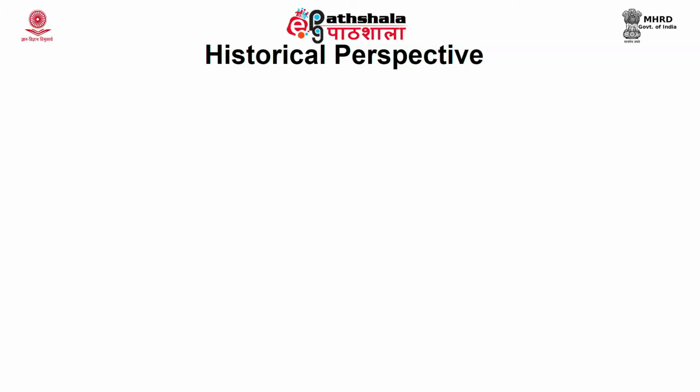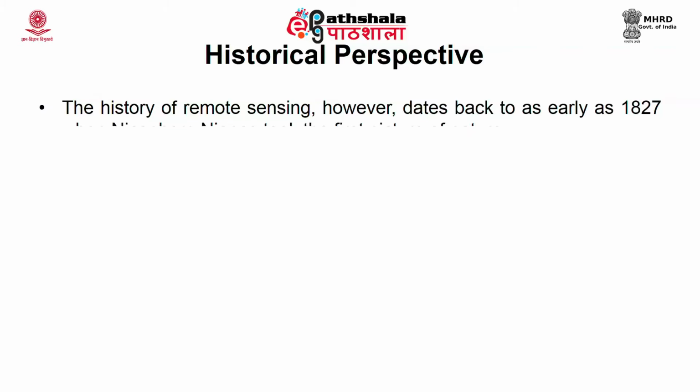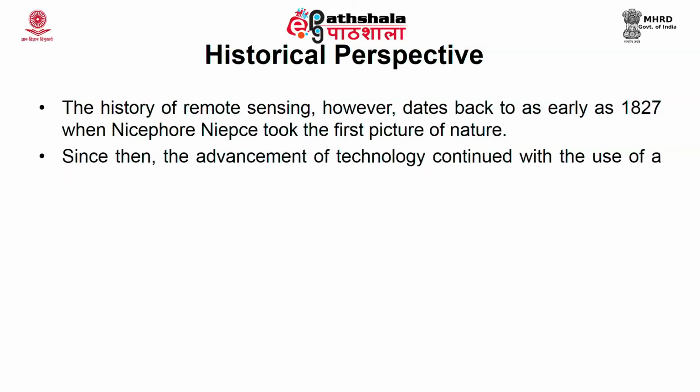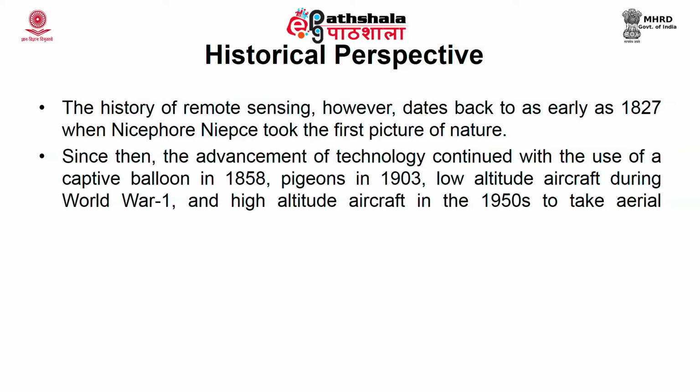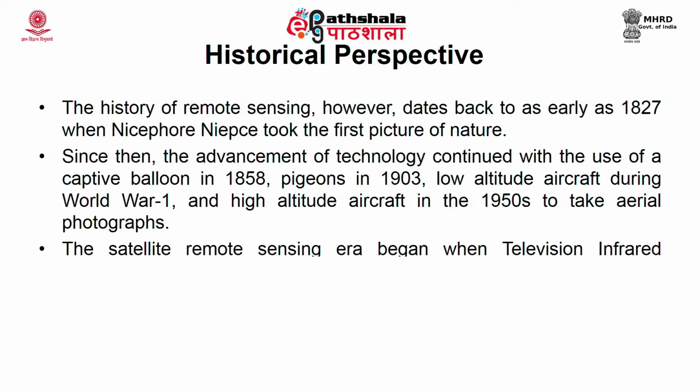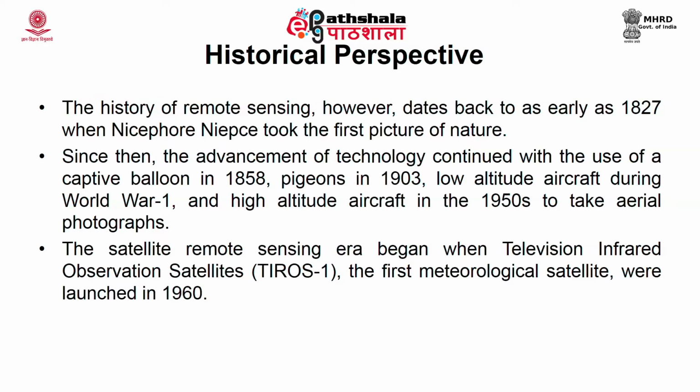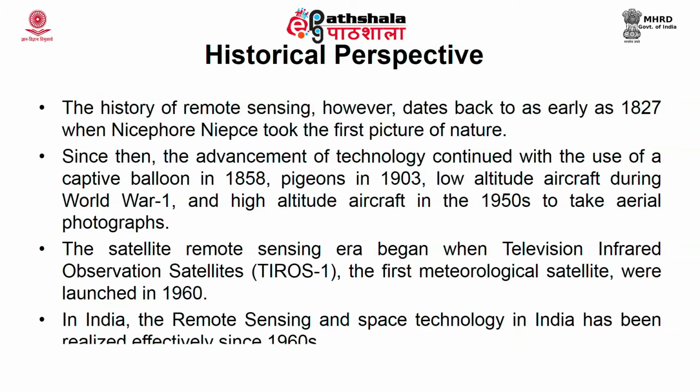Coming to the historical perspective, the history of remote sensing dates back to as early as 1827, when Nicéphore Niépce took the first picture of nature. Since then, the advancement of technology continued with the use of a captive balloon in 1858, pigeons in 1903, low altitude aircraft during the First World War and high altitude aircraft in the 1950s to take aerial photographs. The satellite remote sensing era began when the Television Infrared Observation Satellite, TIROS-1, the first meteorological satellite, was launched in 1960.